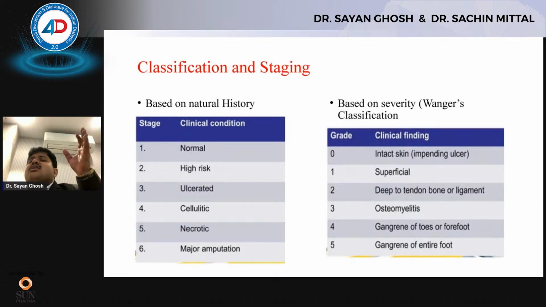Grade 3 ulcer is osteomyelitis. Already the bone is getting involved. The ulcer is so deep that it ultimately extends to the bone, and the bone is involved. That is called osteomyelitis. And grade 4 is gangrene. Already the blood supply is compromised in the toes and forefoot, with formation of gangrene in the distal part of the toes or the forefoot. That is grade 4, and grade 5 is gangrene of the entire foot.